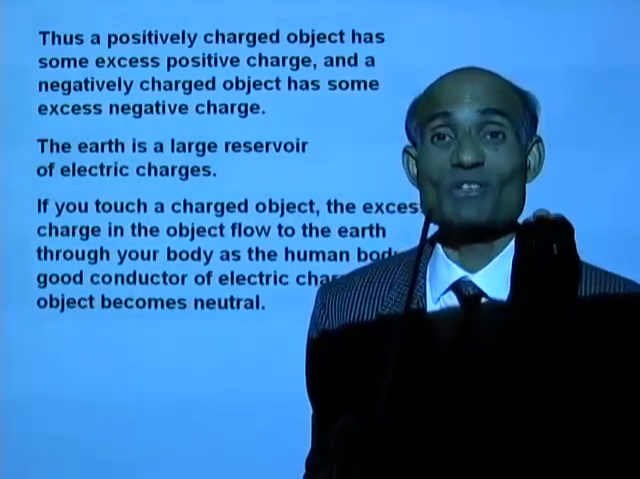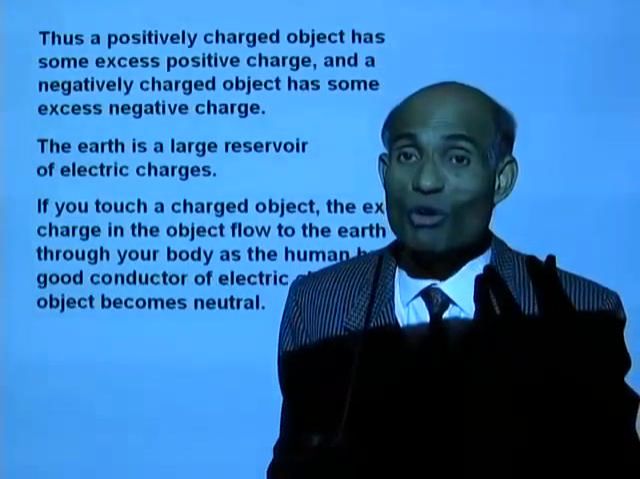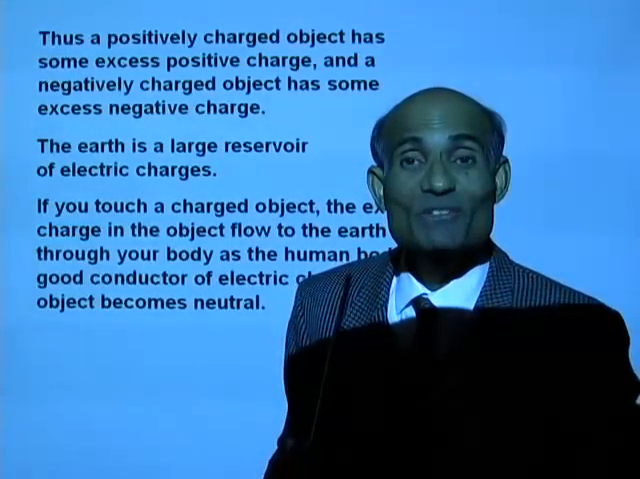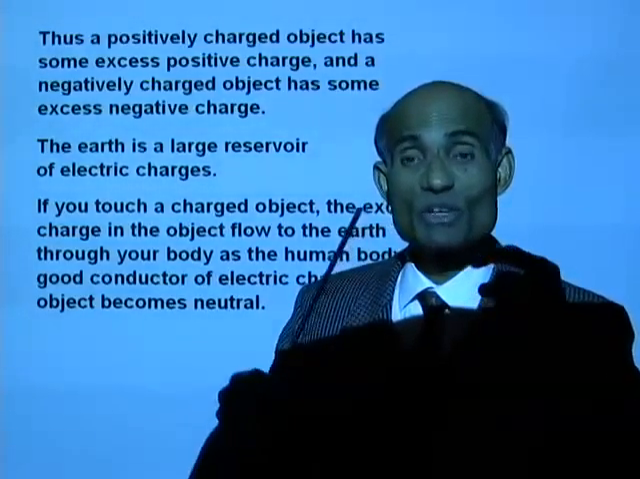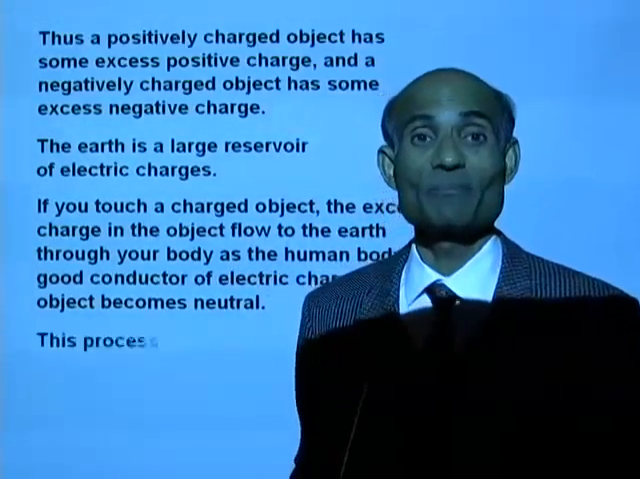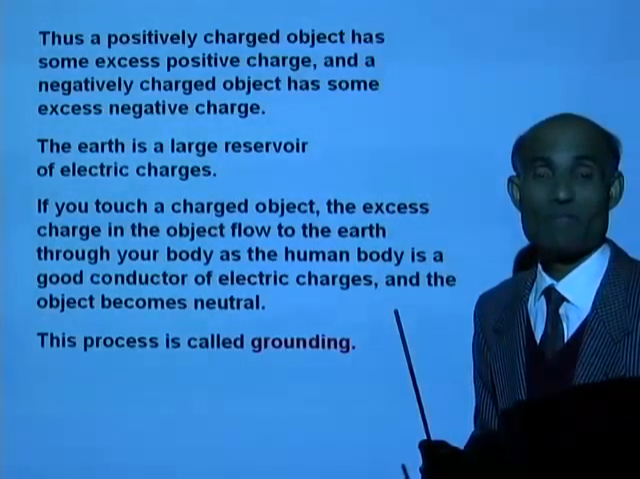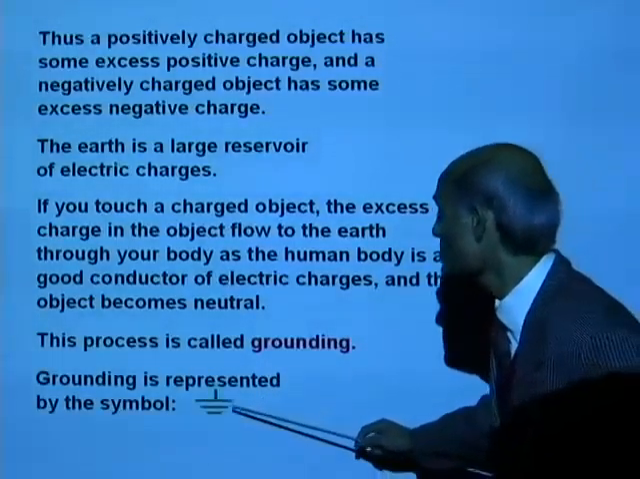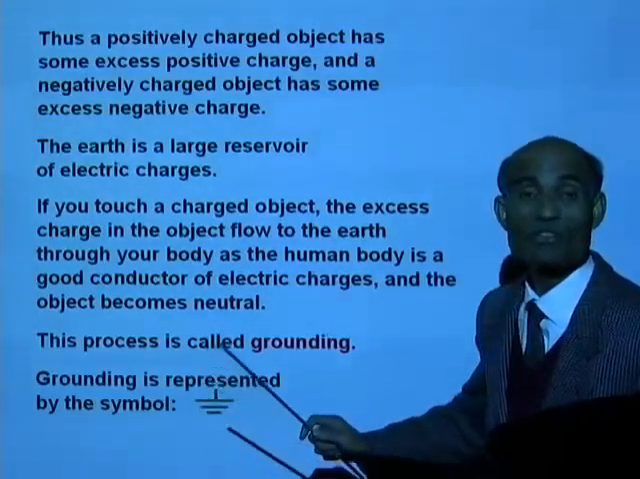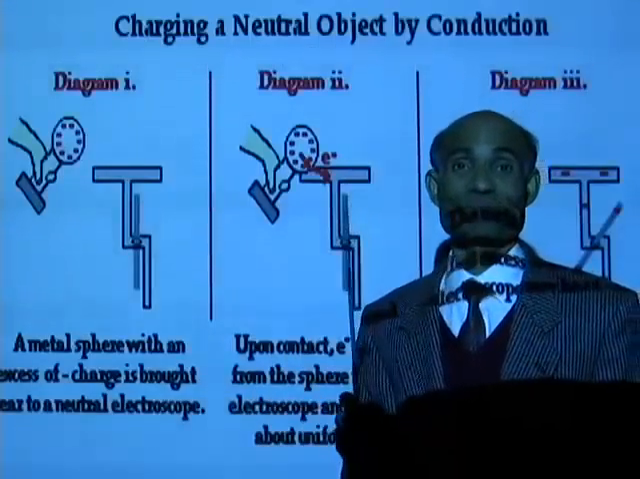It's a safety precaution. Every electrical appliance which uses high voltage and current needs to be grounded, needs to be connected to the Earth. Connecting to the Earth will allow the electric charges to flow to the Earth safely. And this process is called grounding. In an electrical circuit, we use this symbol for grounding. So where you see this symbol, it means the electrical circuit is connected to the Earth at that point.